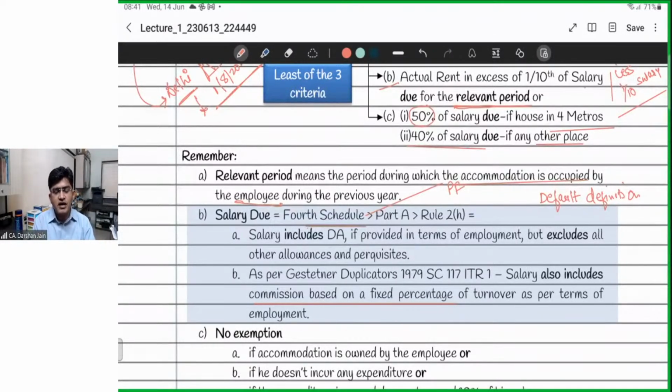Because some of the items, like gratuity for that matter, are governed by the Payment of Gratuity Act. And in that Act, the definition of salary is different. Therefore, we need to understand each provision, and every provision may have a different definition of salary. But most of the time you will have this default definition.